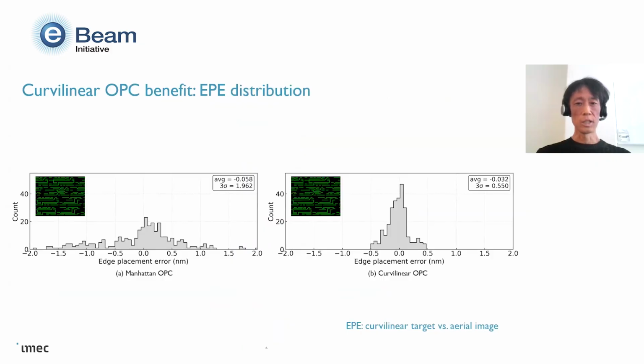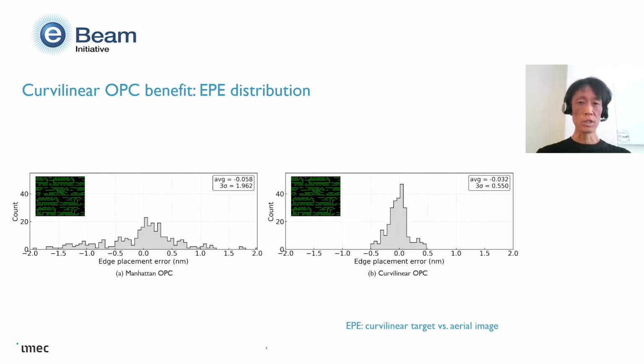So next, we investigate the benefit of the curvilinear OPC. This figure compares the edge placement error distribution obtained using the conventional Manhattan OPC and curvilinear OPC. With Manhattan OPC, correction flexibility is limited by the discrete orthogonal geometry of the target pattern. As a result, localized EPE hotspots often appear around the corners and complex transitions.